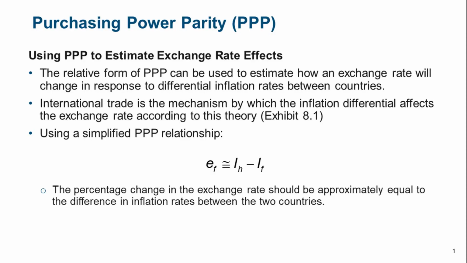In practice, relative purchasing power parity is used to estimate exchange rate changes from inflation differentials. Because trade links economies, a higher inflation rate in one country typically leads to a weaker currency over time. A simplified rule of thumb is that the percentage change in the exchange rate should roughly match the inflation gap between countries.